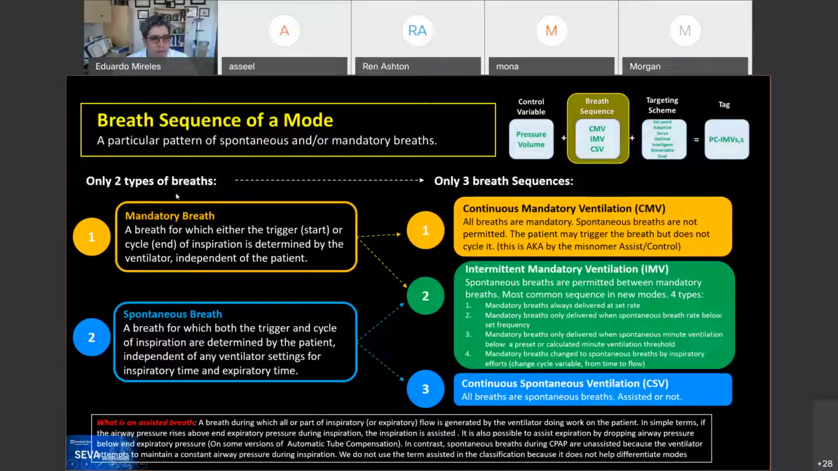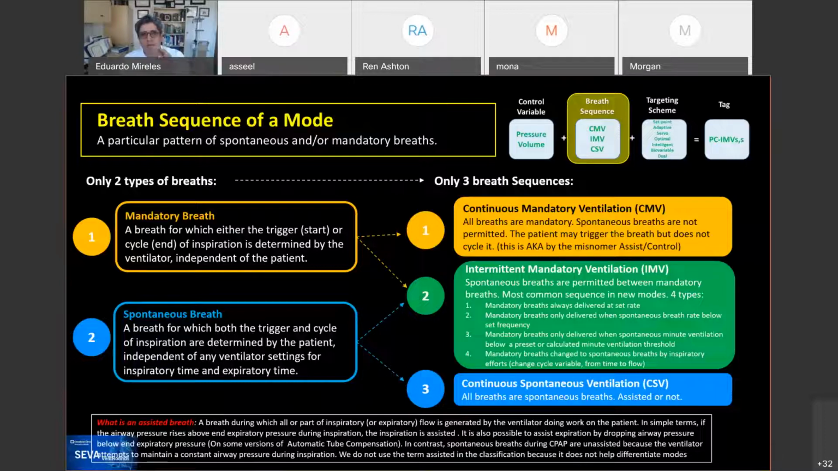So if we agree that there's only two breaths, mandatory and spontaneous, there can only be three combinations of them: continuous mandatory ventilation, intermittent mandatory ventilation, and continuous spontaneous ventilation. The one on top and the one on the bottom are relatively easy. In one, all of the breaths are mandatory. In the third sequence, which is continuous spontaneous ventilation, all the breaths are spontaneous. However, the middle one is called intermittent mandatory ventilation, and that means that spontaneous breaths are permitted between mandatory breaths.